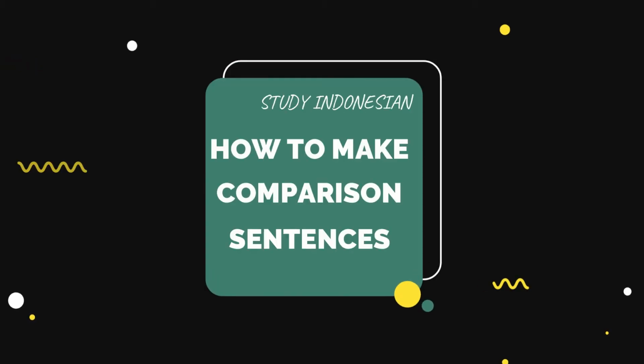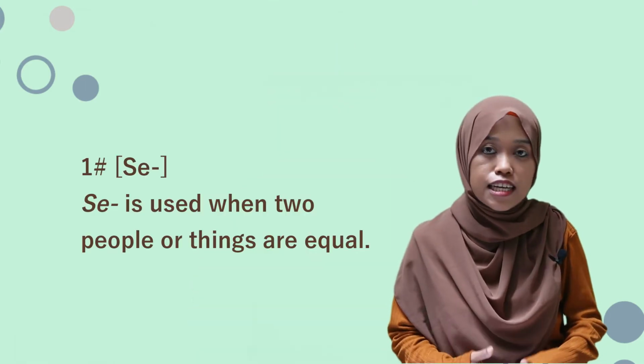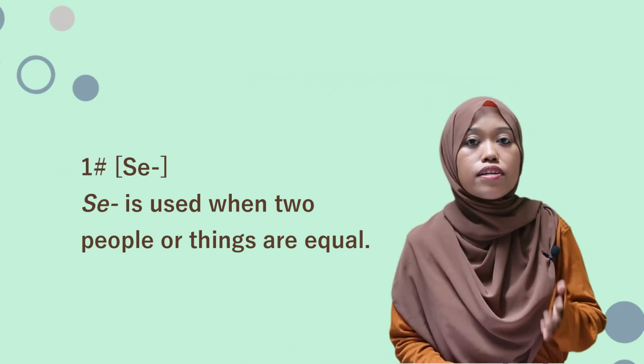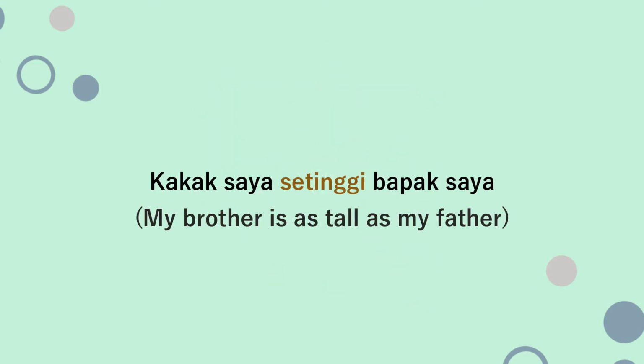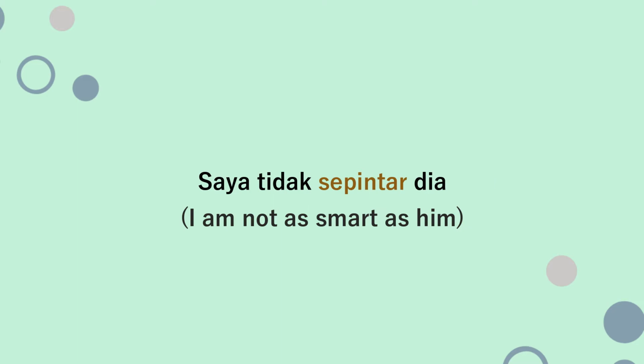And today's topic is about comparison. In Indonesian, there are three ways to compare things or people. The first one is we attach se to the adjective when the things or people are equal. For examples, kakak saya setinggi bapak saya. Saya tidak sepintar dia.